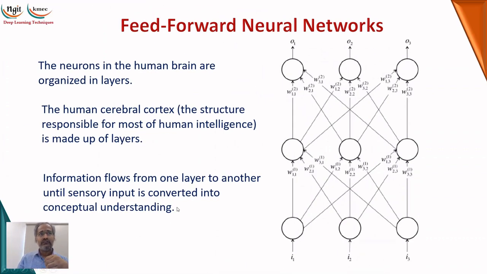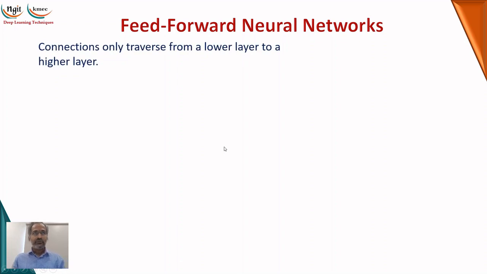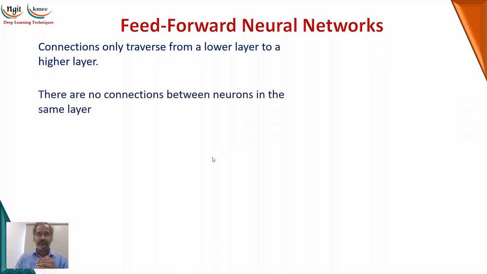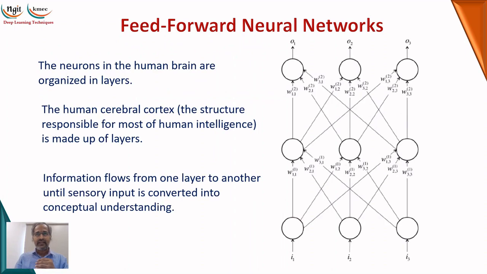So actually, this is the input layer and this is the output layer. These layers in between are called the hidden layers. The connections only traverse from the lower level to the higher level. You can observe in the previous diagram, from the lower level to the higher level, you can see the arrow marks.